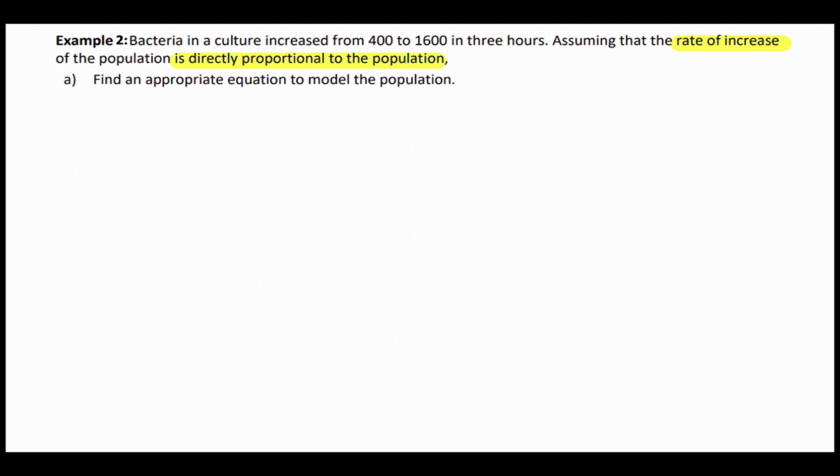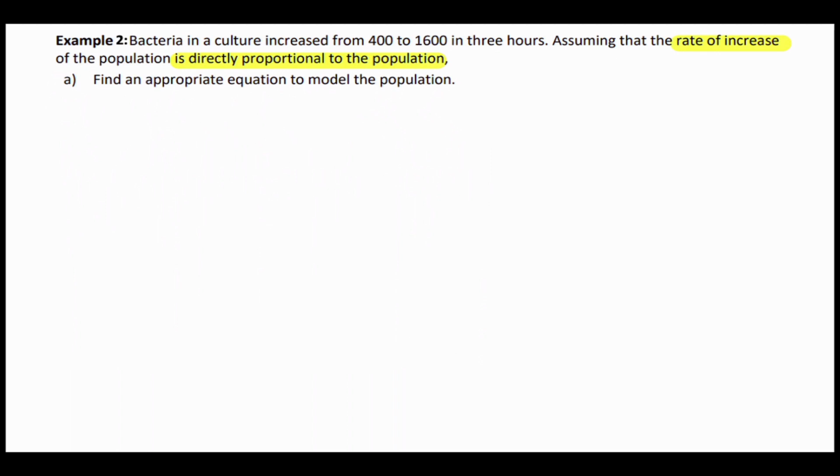Okay. So the first part says bacteria in a culture. So a lot of these problems are bacteria related. A lot of them are disease related, population related, anything that grows exponentially. Things that grow exponentially that we see are usually bacteria, population, disease, things like that. Okay, so a lot of them are going to be that type of problem. Okay, so bacteria in a culture increase from 400 to 1600 in 3 hours. Assuming that the rate of increase of the population is directly proportional to the population, find the appropriate equation.